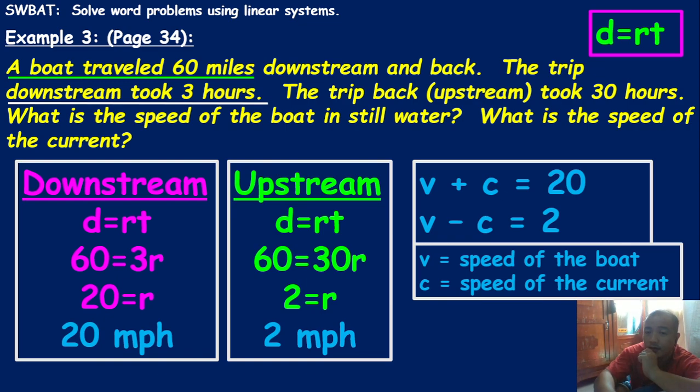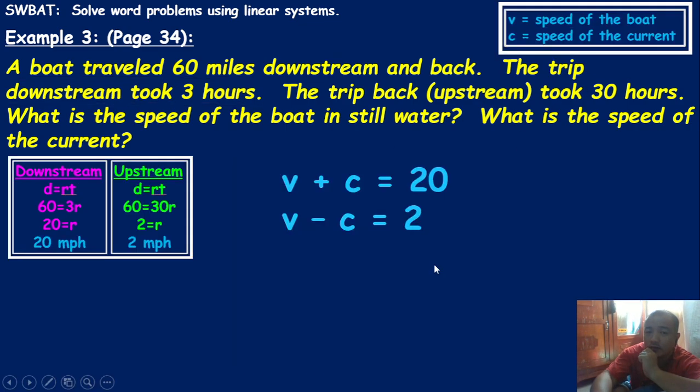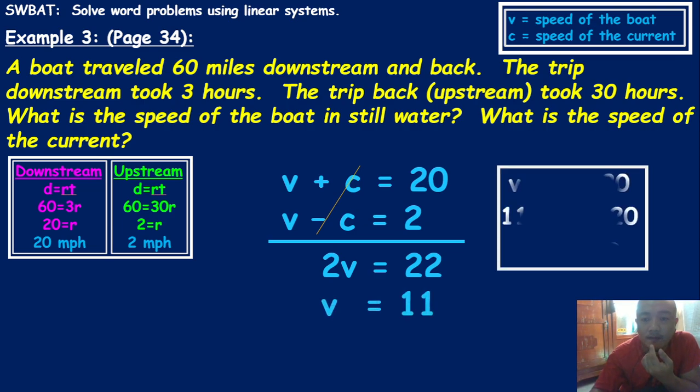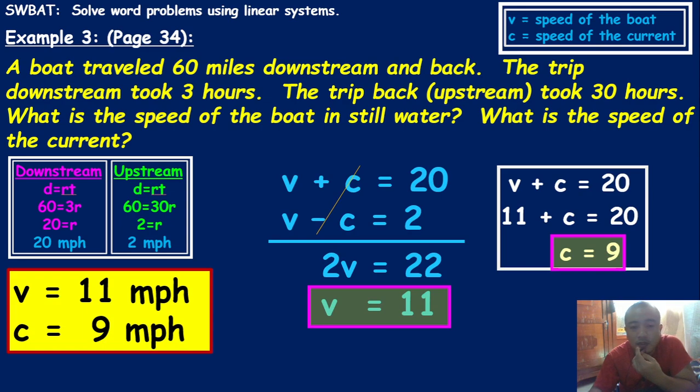So we can now solve this by elimination method. Okay, we can now cancel C variable. 2V equals 22, divide both sides by 2, V equals 11. Solving for C, 20 minus 11 is 9. So the speed of the boat is 11 miles per hour, while the speed of the current is 9 miles per hour.